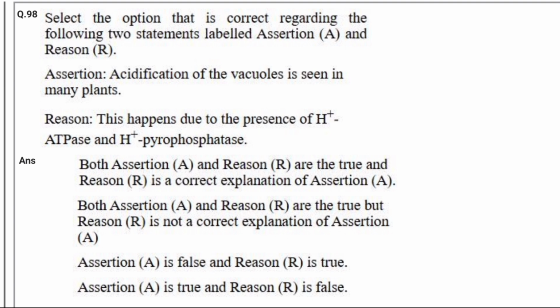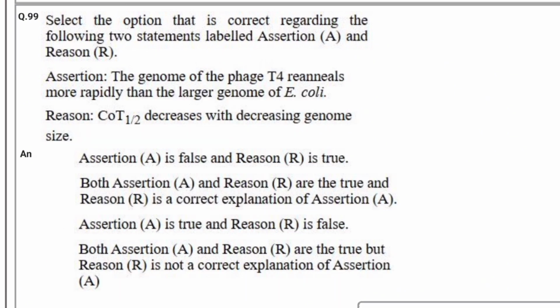Both assertion and reason are true, but the reason is not the correct explanation of assertion. Assertion is false and reason is true. Assertion is true and reason is false. For this, the correct answer is both the reason and assertion are true, and reason is the correct explanation of the assertion. That is the correct answer. Let's see the next question.